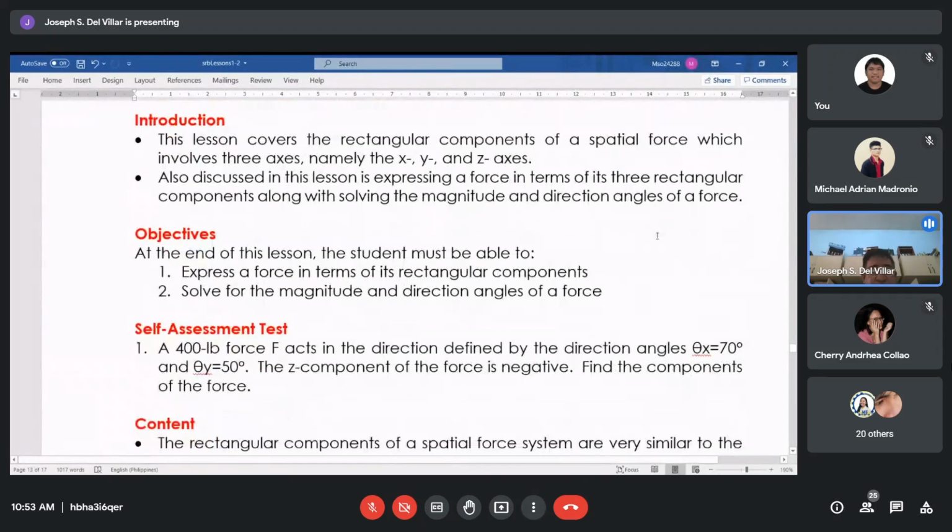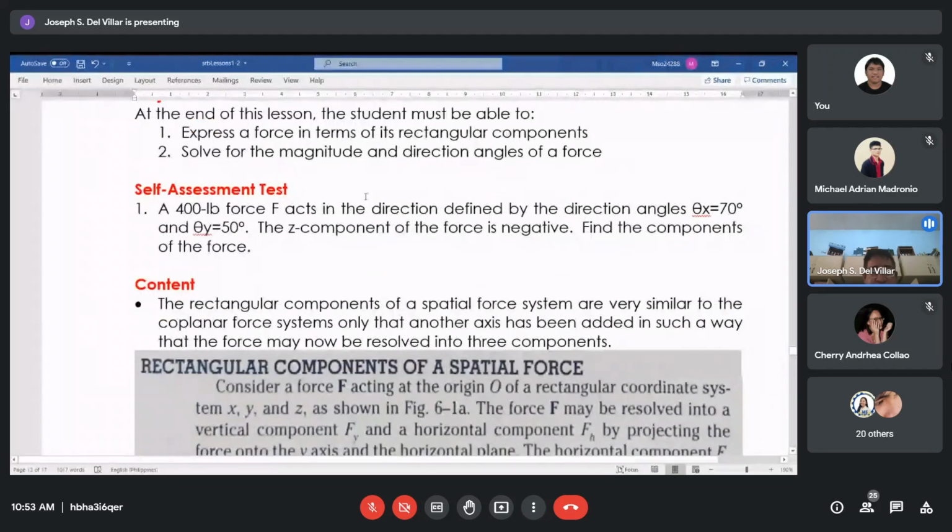At the end of this lesson, the student must be able to express a force in terms of its rectangular components and then solve for the magnitude and direction angles of a force. Okay, so you should have taken this self-assessment test.